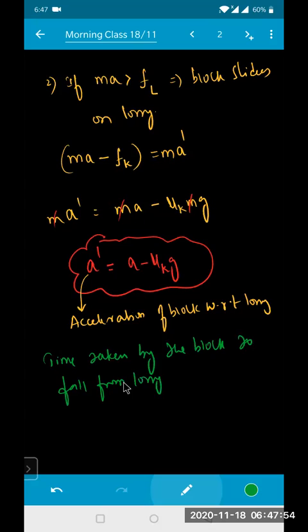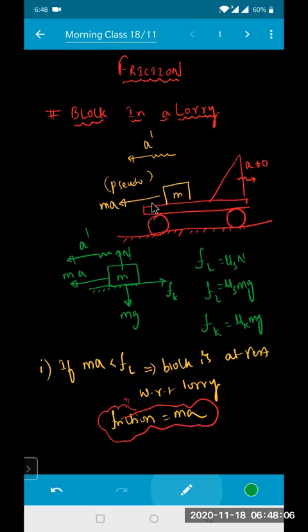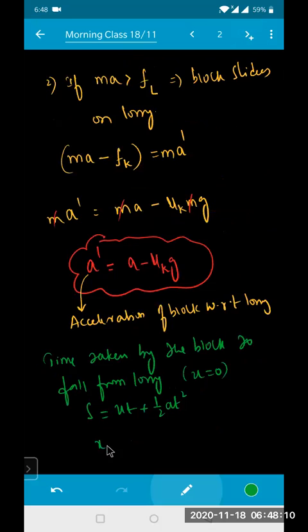How much? What is the equation I can use? Initial velocity is 0. So S is equal to u into t plus half into a into t square. Suppose the distance it is traveling is x. Okay, so this is x.